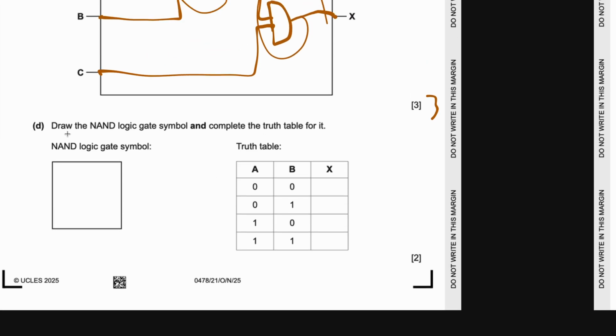Okay, part D. Draw the NAND logic gate symbol and complete the truth table for it. Okay, so the NAND is basically an AND, right? An AND with a circle. And this circle represents a NOT. So the truth table for an AND is 0, 0, 0, 1, right? NAND is just the opposite of it because it's NOT. So NOT 0 is 1, NOT 0 is 1, NOT 0 is 1, NOT 1 is 0. We're done. This is the NAND, right? Opposite of the AND.